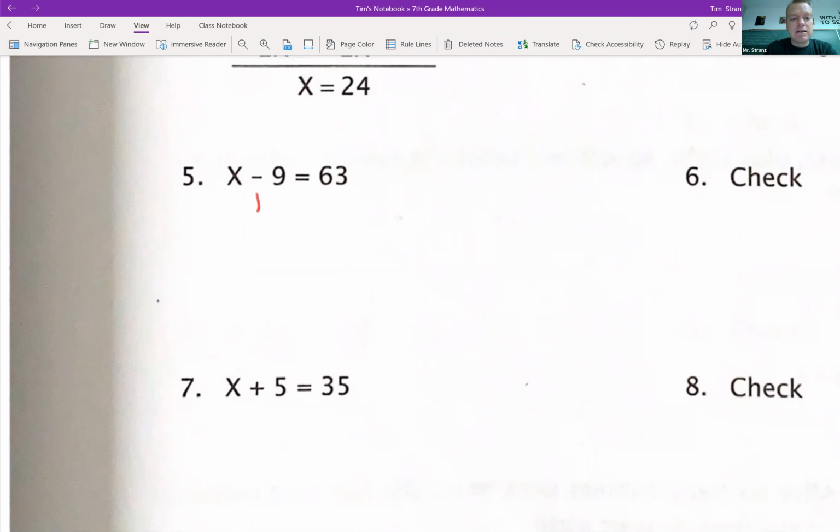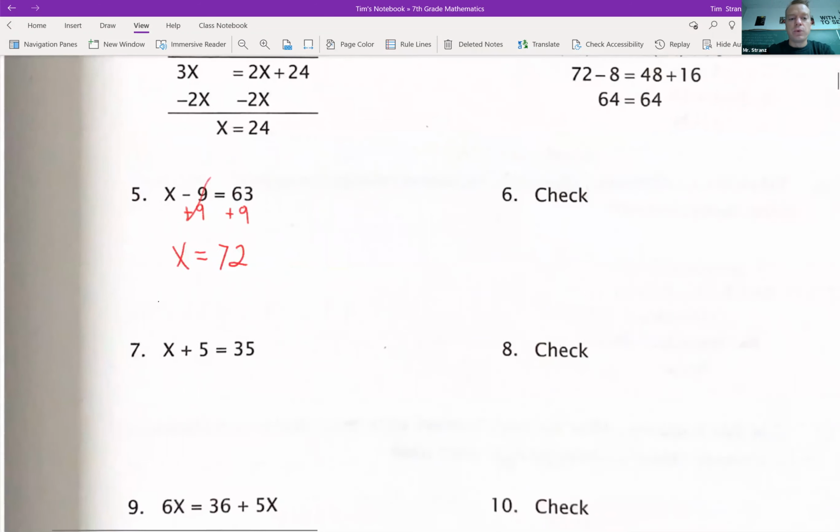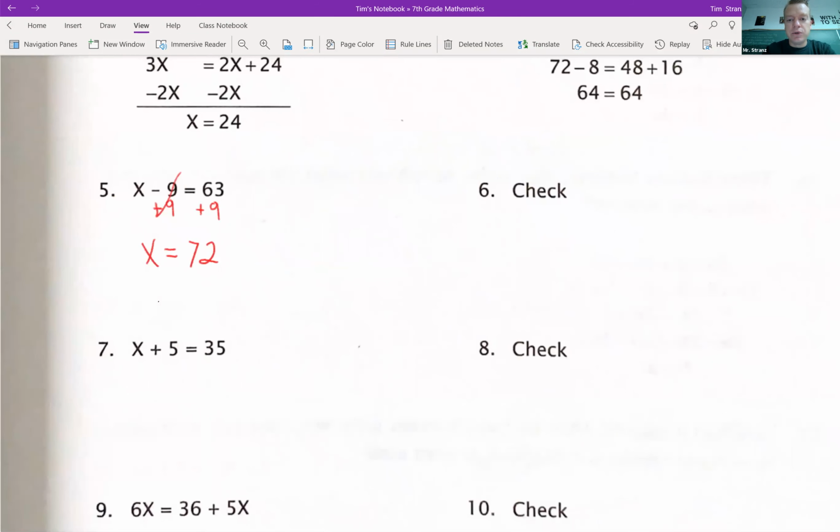I'm going to add 9 to both sides. Negative 9 plus 9 is going to wipe out that. But since I did it to the left side, you have to do it to the other side also. So I have to add 9 to this side. I am left now with x equals, which is what I want to see, 63 plus 9 is 72. Now over here, they want you to check your work on the right side. So all I'm going to do is put 72 in for x in my original equation, 72 minus 9, and we see that that equals 63.